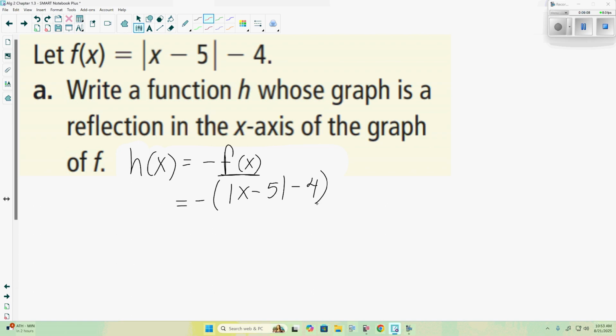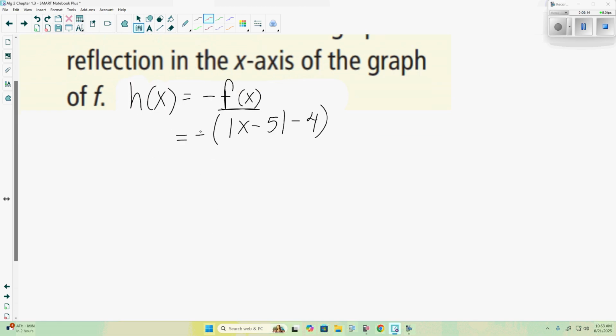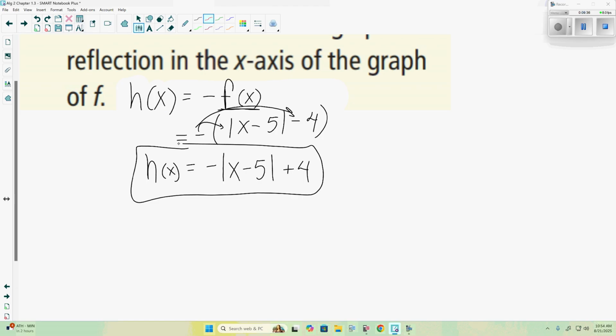Now we just need to simplify this by distributing that negative through. So we're going to multiply our absolute value by the negative, giving us negative absolute value of x minus 5. Then we also have to distribute it to the negative 4, which is going to make it positive 4. And that's it. We reflected it in the x-axis, over the x-axis. Questions on this here?